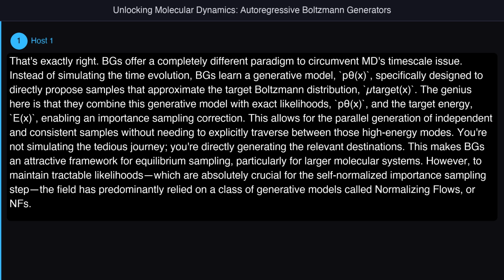However, to maintain tractable likelihoods, which are absolutely crucial for the self-normalized importance sampling step, the field has predominantly relied on a class of generative models called normalizing flows, or NFs.